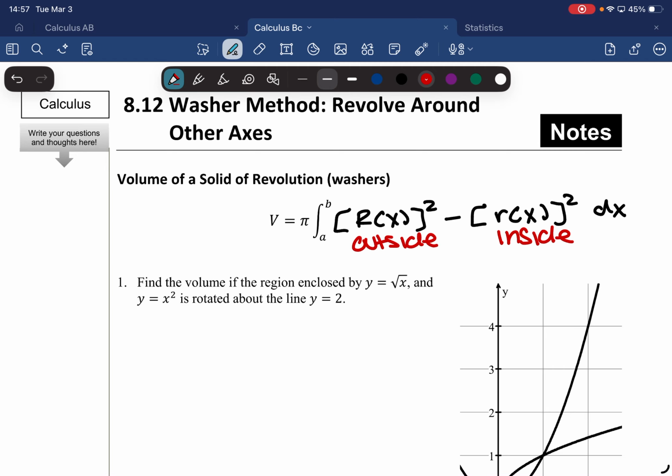Okay, so since we're dealing with two functions here and a separate line for rotation, remember when we're talking in terms of x, we're always going to do the top minus the bottom function. If we have this in terms of y, we're going to do right minus left of the function.